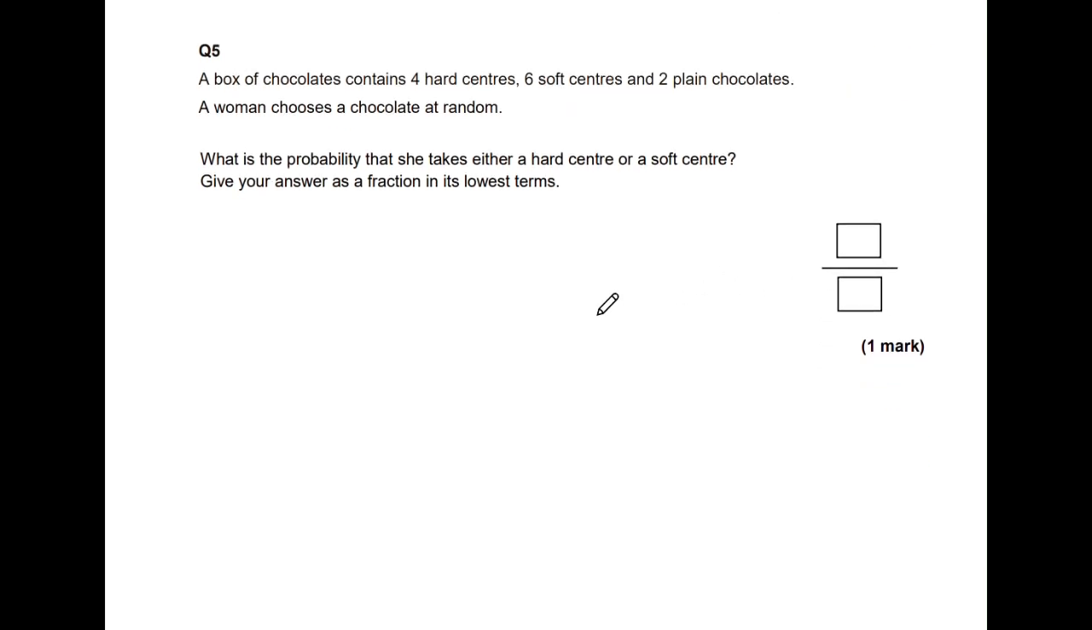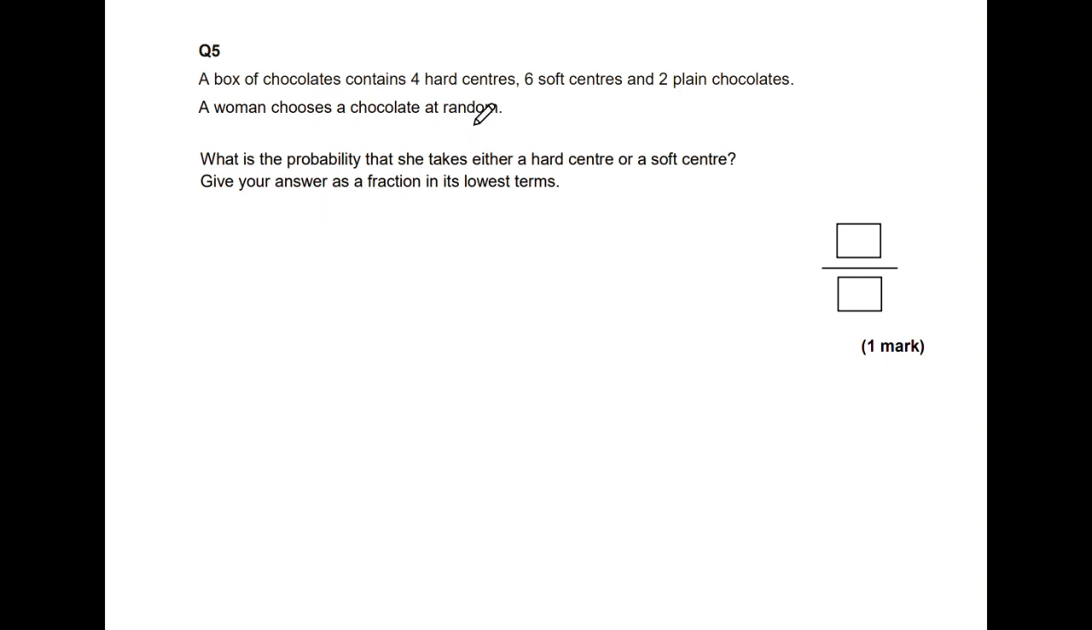Question 5. A box of chocolates contains 4 hard centres, 6 soft centres and 2 plain chocolates. A woman chooses a chocolate at random. So that's out of all of the chocolates. What is the probability she either takes a hard centre or a soft centre? Give your answer as a fraction in its lowest terms.